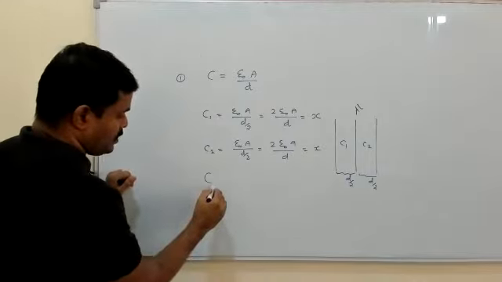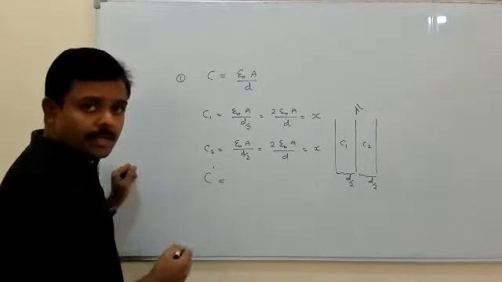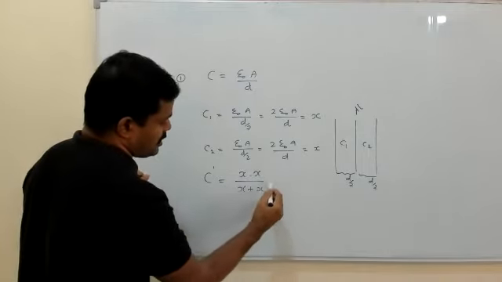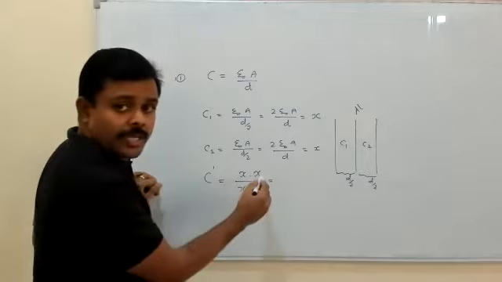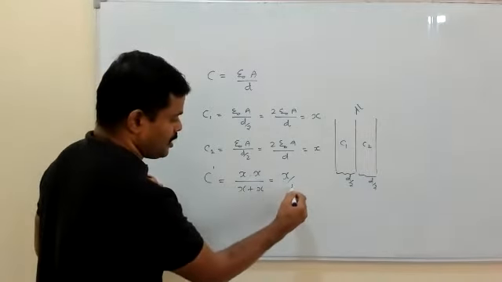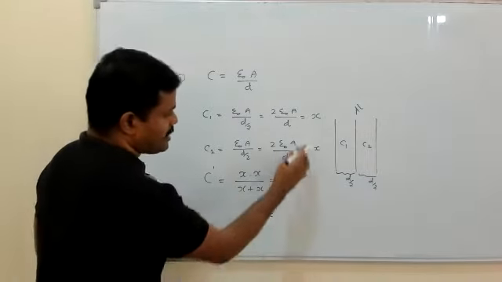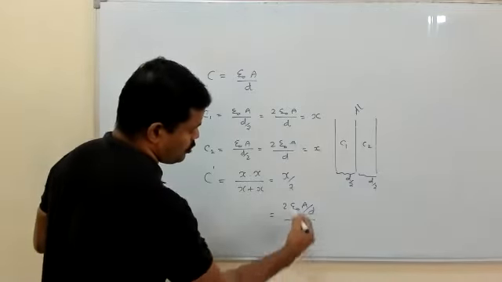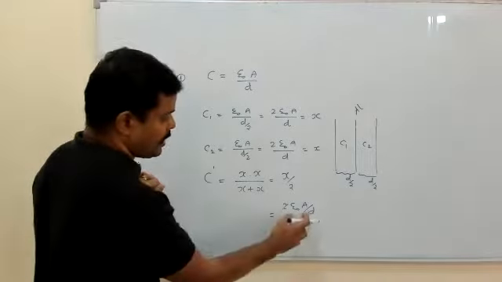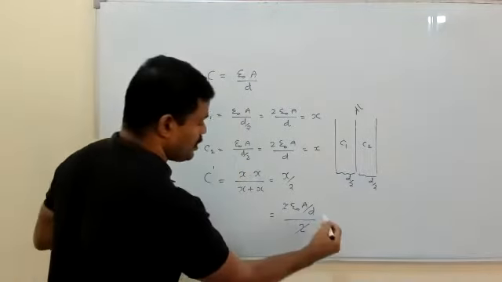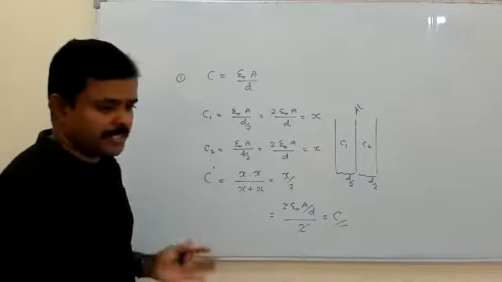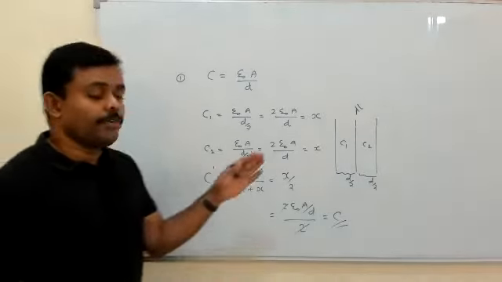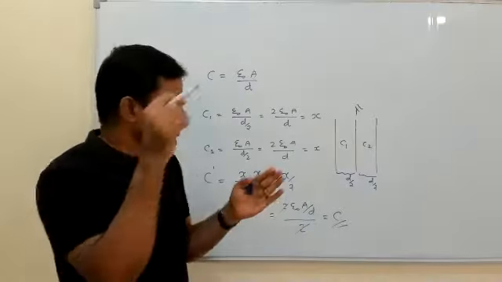So what is the effective, which I would call C dash? X into X by X plus X, which is X square by 2X. That is X by 2. What did we call X? X was 2 epsilon 0 A by D. The 2 and 2 are cut, giving epsilon 0 A by D. What is epsilon 0 A by D? That is equal to C. That means capacitance remains unchanged. I'll repeat the case one more time. We have a parallel plate capacitor and we're going to introduce what?